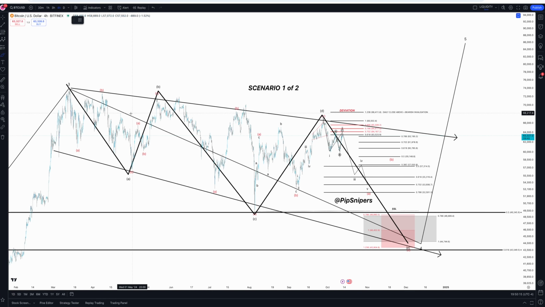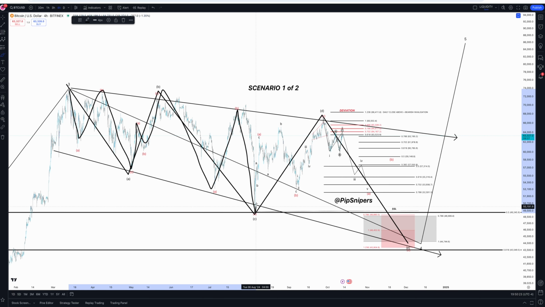Notice how there's three waves within each of the subwaves. A, B, C. You have your A, B, C up, your A, B, C down, your A, B, C up for your D, and then you're going to have another A, B, C down for your last wave.